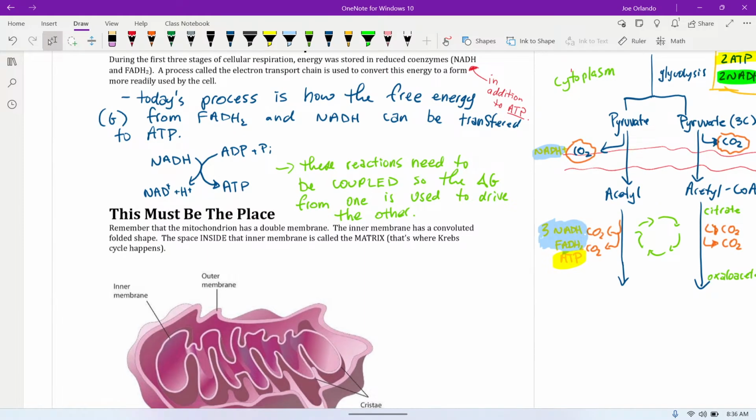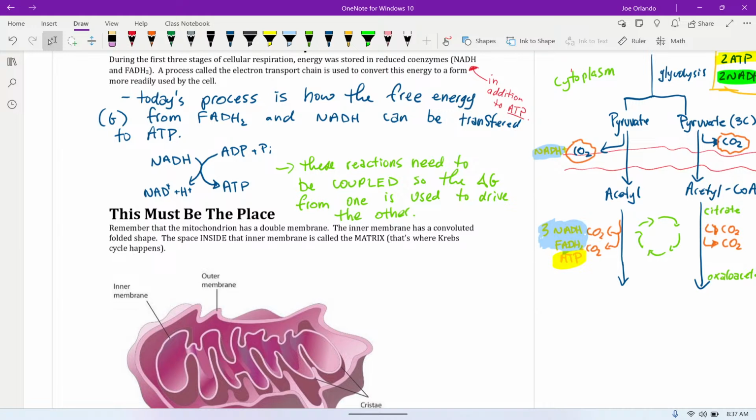So how do we do that? Well, we do it in the mitochondrion. And up till now, we've looked at the mitochondrion and we've talked about the fact that it has two membranes, an inner membrane and an outer membrane. What do we call the space between those two membranes? The intermembrane space. And what do we call the space inside the inner membrane, the innermost sanctum? I know I've mentioned it a couple times today already, the matrix.